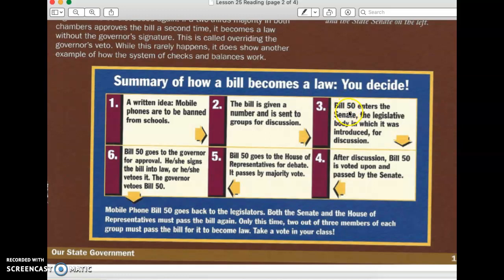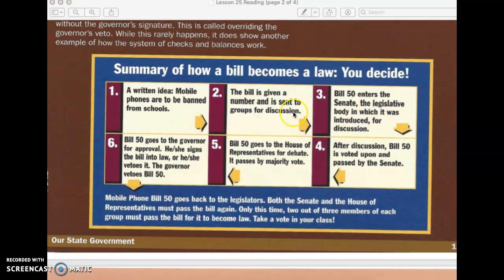3. Bill 50, which is the number it was given, enters the Senate, the legislative body in which it was introduced, for discussion. 4. After discussion, Bill 50 is voted upon and passed by the Senate. Step 5. Bill 50 goes to the House of Representatives for debate. It passes by majority vote. Step 6. Bill 50 goes to the governor for approval. He or she signs the bill into law, or he or she vetoes it. The governor vetoes Bill 50.